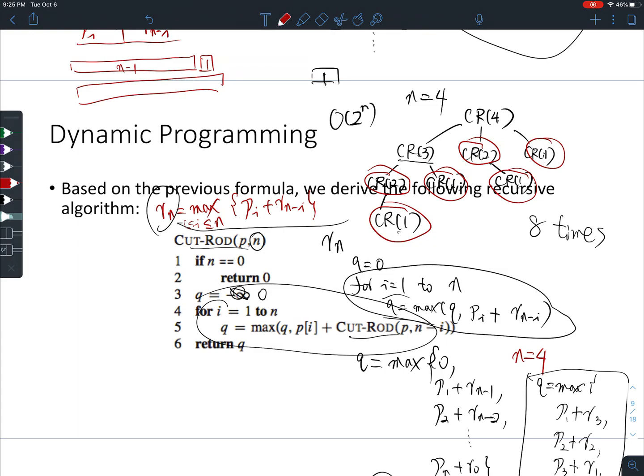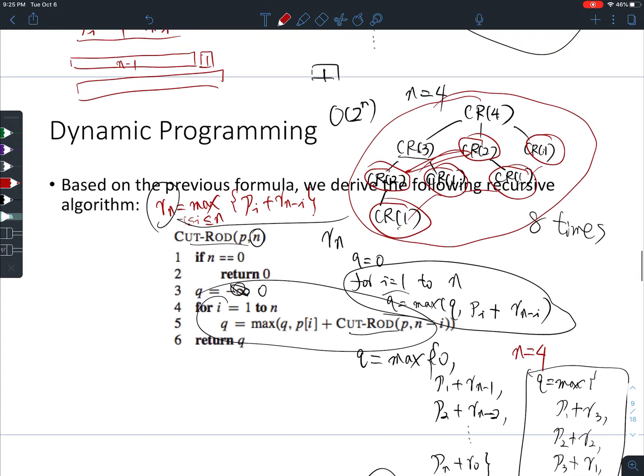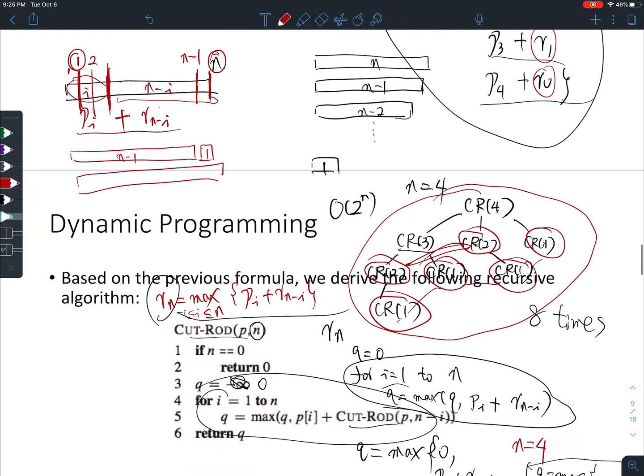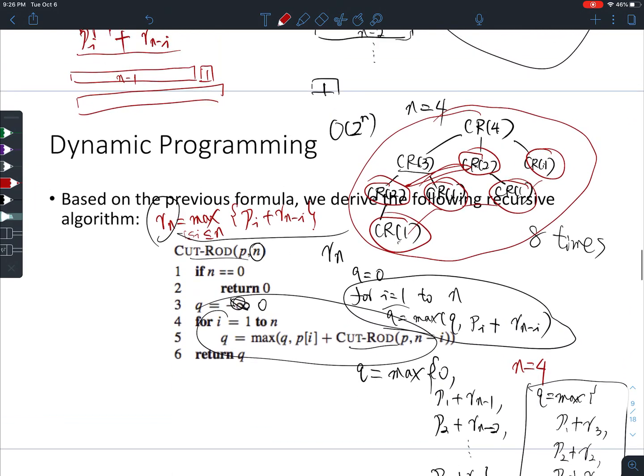Yes. So over here, the problem of such a slow algorithm is because we are repeatedly solving the same problem multiple times, and we want to avoid that. The way for us to avoid that is by using dynamic programming, which I'm going to introduce next.